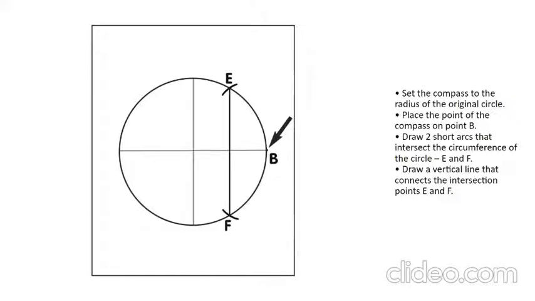Now what we're going to do is the same thing that we did when we divided into 6. We're going to put the sharp point on B, and we're going to draw a short arc at E and a short arc at F that's the same radius as our original circle. We're going to draw a line that goes through E and F.